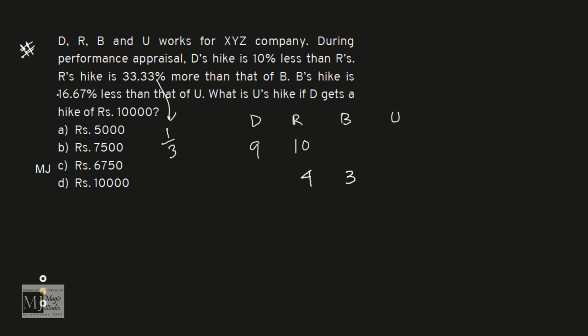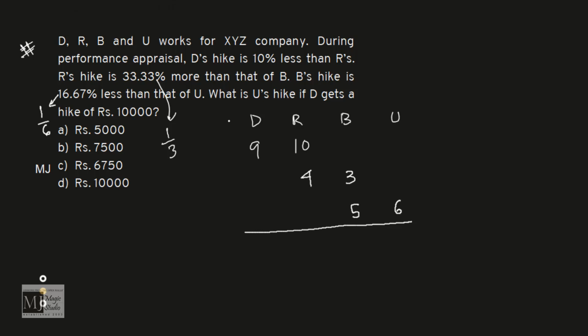Now, B's hike is 16.67%. 16.67% is how much in fraction? 1/6, less than that of U. So I will start with 6 for U. Let the increase in U's salary be 6 rupees. Then 1/6 is 1, so B's hike would be 1 less than 6, that would be 5. So these are the corresponding ratios. If we can calculate this in no time, yes, we can join it up very quickly.